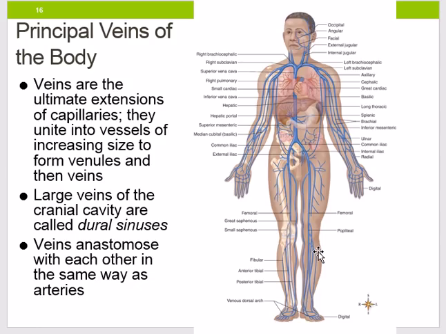The large veins of the cranial cavity are not called veins, but instead they're called dural sinuses. We'll look at it a little bit closer in a couple of slides, but these dural sinuses should not be confused with the sinuses of the skull that are air-filled. Veins communicate with each other in the same way that arteries do, but they do this through anastomoses, and it's interconnecting veins that allow for communication.